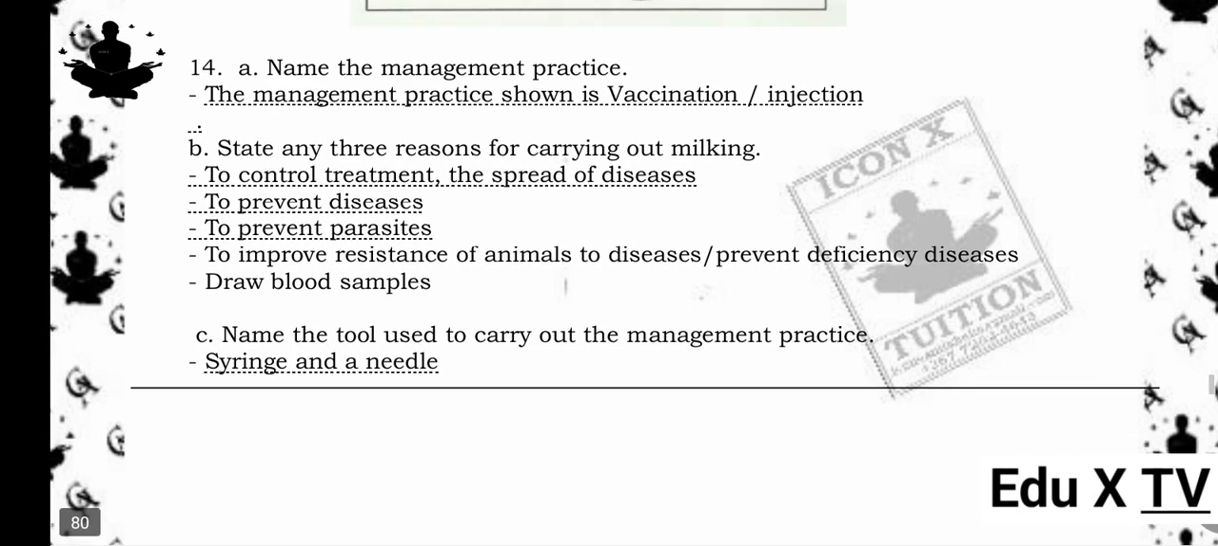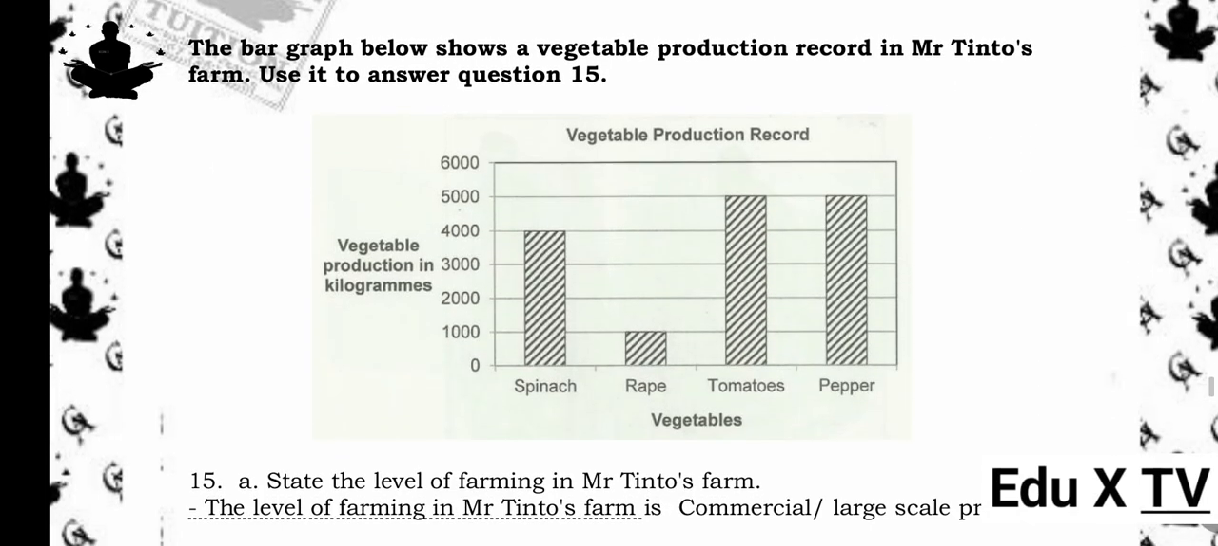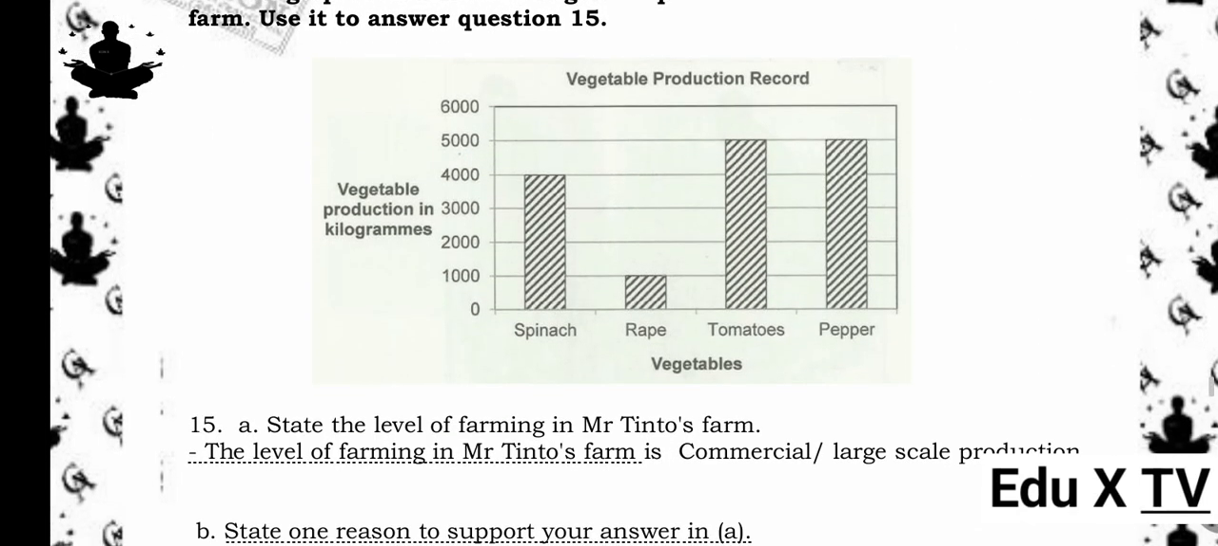Draw blood samples. C. Name the tool used to carry out the management practice. Syringe and a needle. The bar graph below shows a vegetable production record in Mr. Tinto's farm. Use it to answer question 15.